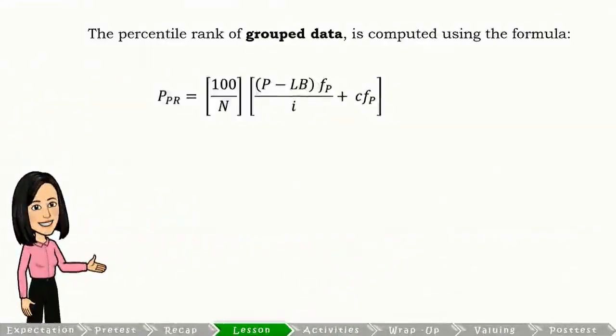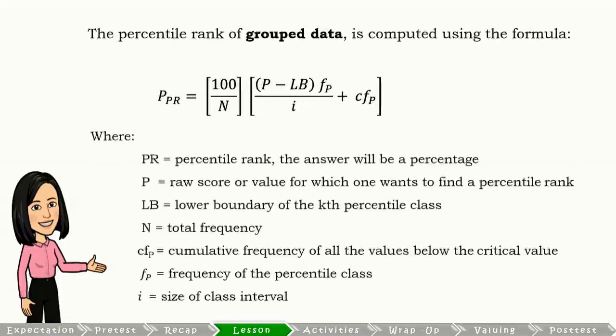Let us now proceed to computing the percentile rank of grouped data, which is computed using the formula where PR is the percentile rank, P is the raw score or value for which one wants to find the percentile rank, LB is the lower boundary of the kth percentile class, N is the total frequency, CF sub P is the cumulative frequency of all the values below the critical value, F sub P is the frequency of the percentile class, and I is the size of the class interval.